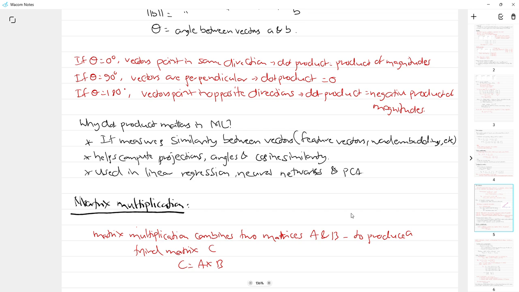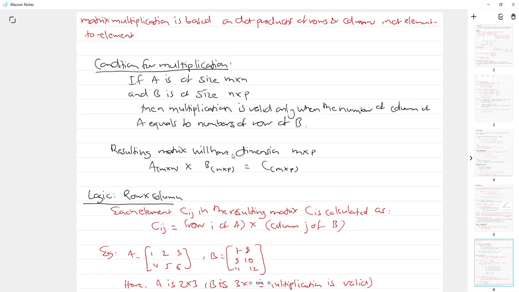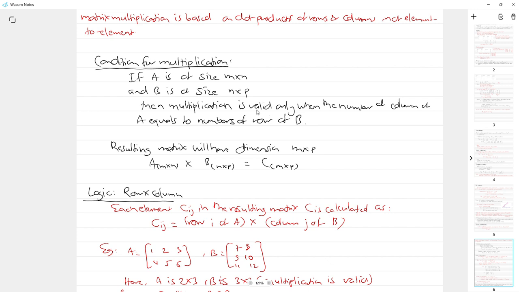Now let's bring everything together with matrix multiplication, which is the true workhorse of modern machine learning. Matrix multiplication is not element-wise. Instead, it's based on taking the dot product of rows and columns. So if A is a matrix of size m by n and B is of size n by p, you can multiply them only if the number of columns of A is equal to the number of rows in B. That will result in a new matrix of size m by p.